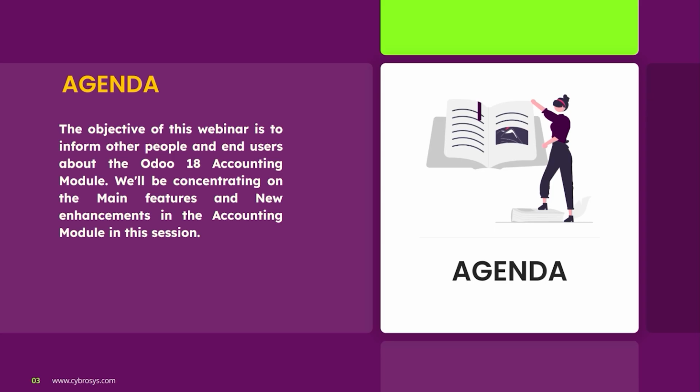So, the main objective of this webinar is to inform other people and the end users about the Odoo 18 accounting module. We will be concentrating on the main features like chart of accounts, taxes, journals, and multi-currency management, etc., and new enhancements in the accounting module in this session.